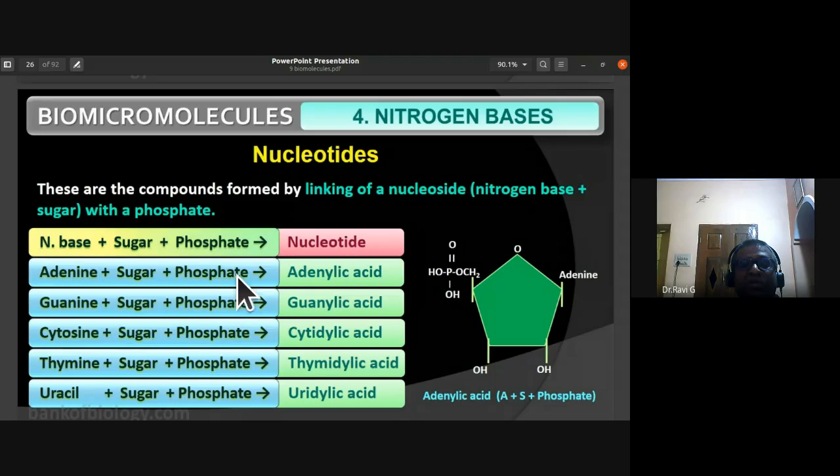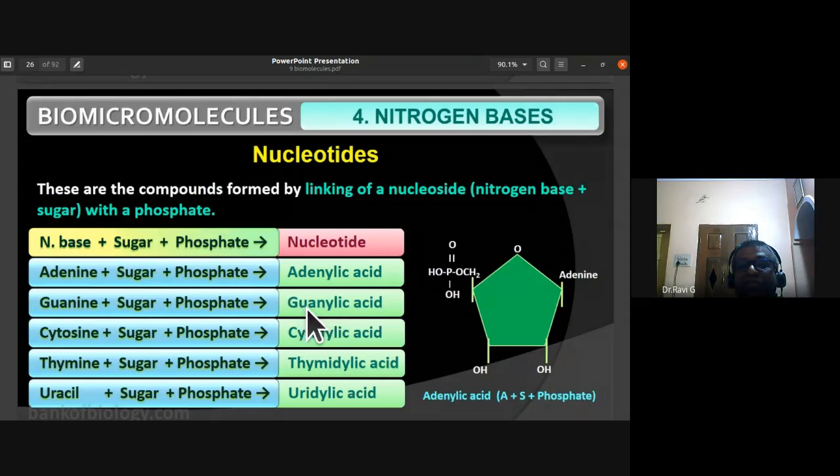Adenine plus sugar plus phosphate is adenilic acid, or you can also call it AMP. See, there is an adenine group on this sugar. They also have this phosphate group. So adenine group and phosphate group, we call it adenilic acid, or adenosine monophosphate. The fifth carbon atom has this phosphate group, so we can also call it 5'-AMP. So adenosine monophosphate, or we can call it adenilic acid.